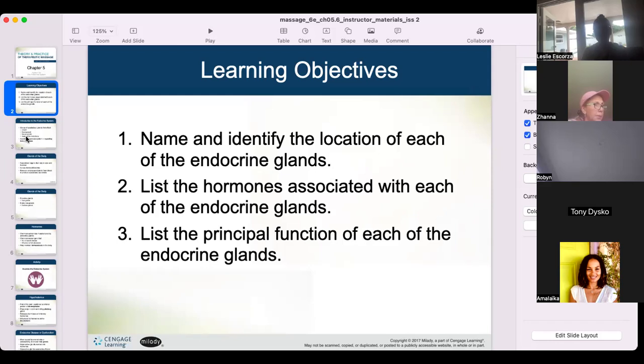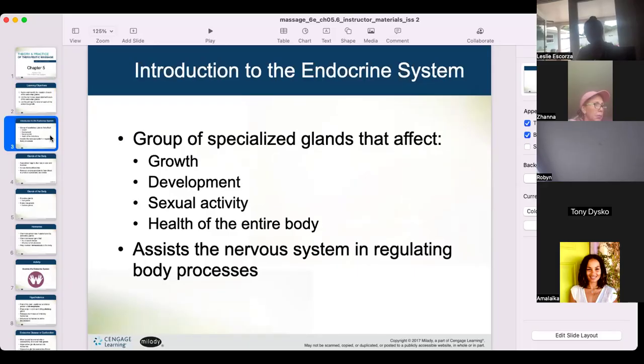So the way we make this simpler for us is we're going to start to create flashcards for each gland, and we're going to write the names of the hormones associated with each gland on a card. Okay. So these glands, the endocrine glands, are specialized glands. They affect many processes in the body, from growth, development, sexual activity, and the health of the entire body. So they play a role from the head to the sexual organs.